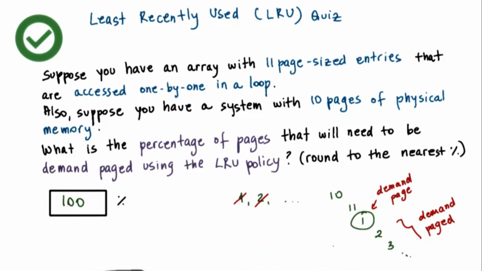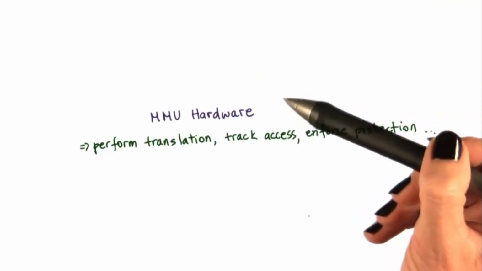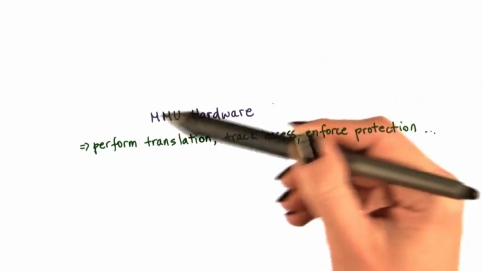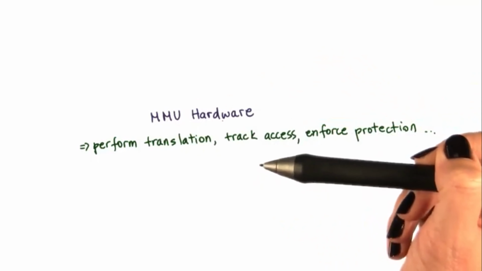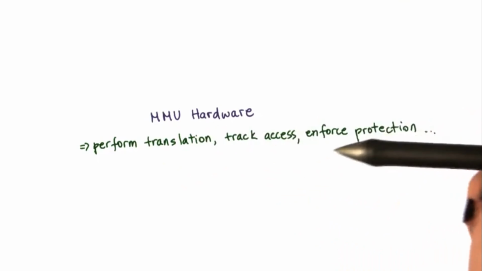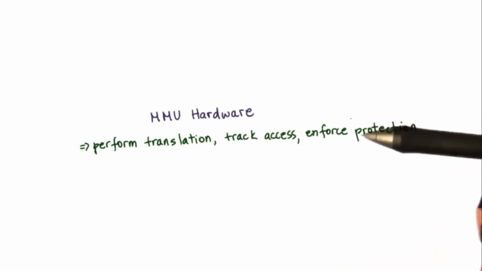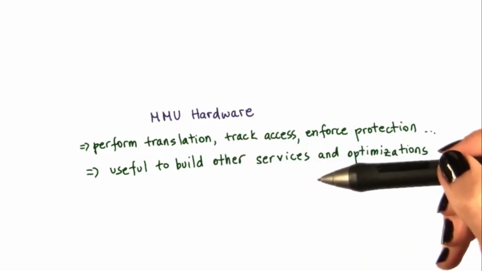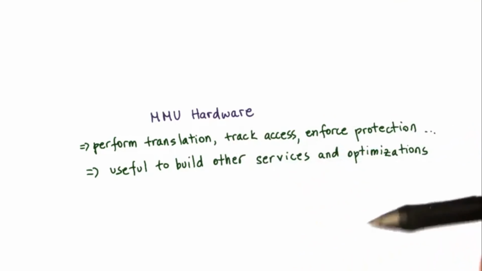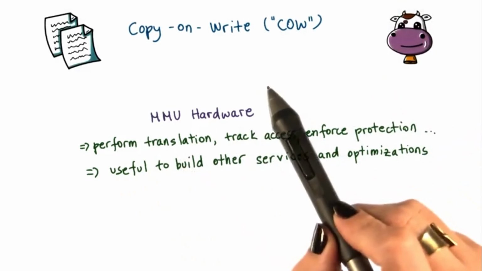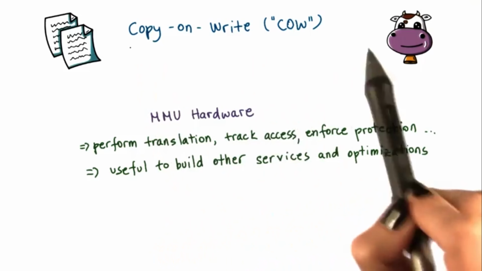their physical memory. In our discussion about memory management so far, we saw that operating systems rely on the hardware, on the memory management unit hardware, to perform address translations and to also validate the accesses to enforce protection and similar mechanisms. But the same hardware can also be used to build a number of other useful services and optimizations beyond just the address translation. One such mechanism is called copy on write, or COW.